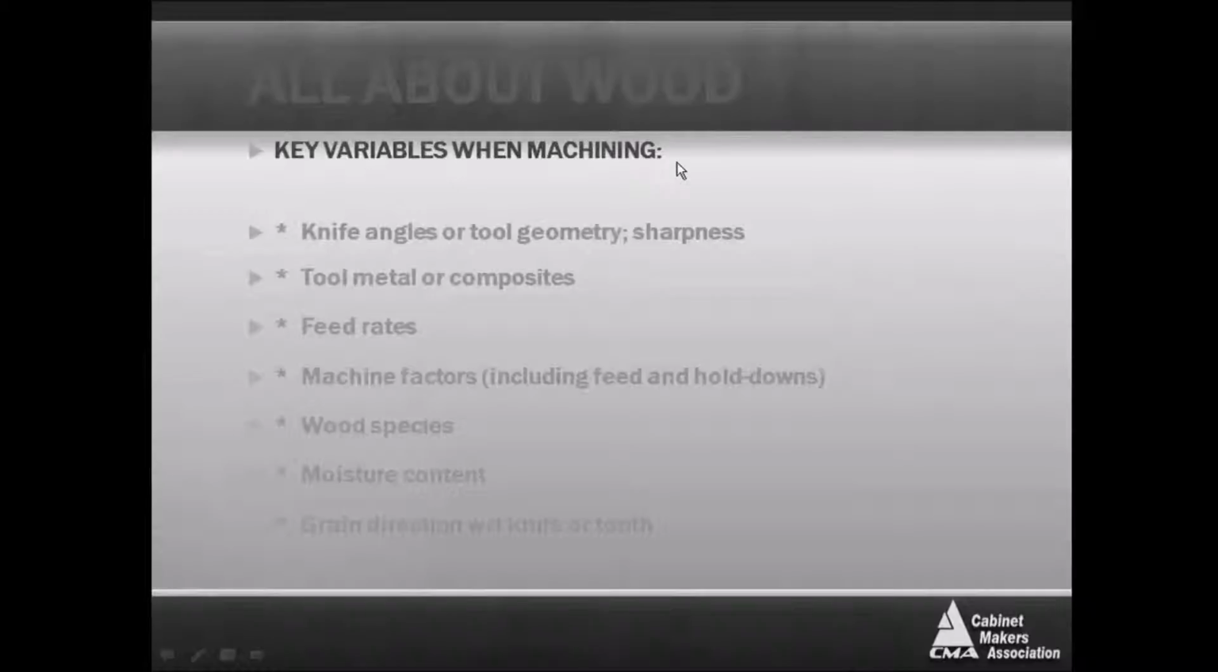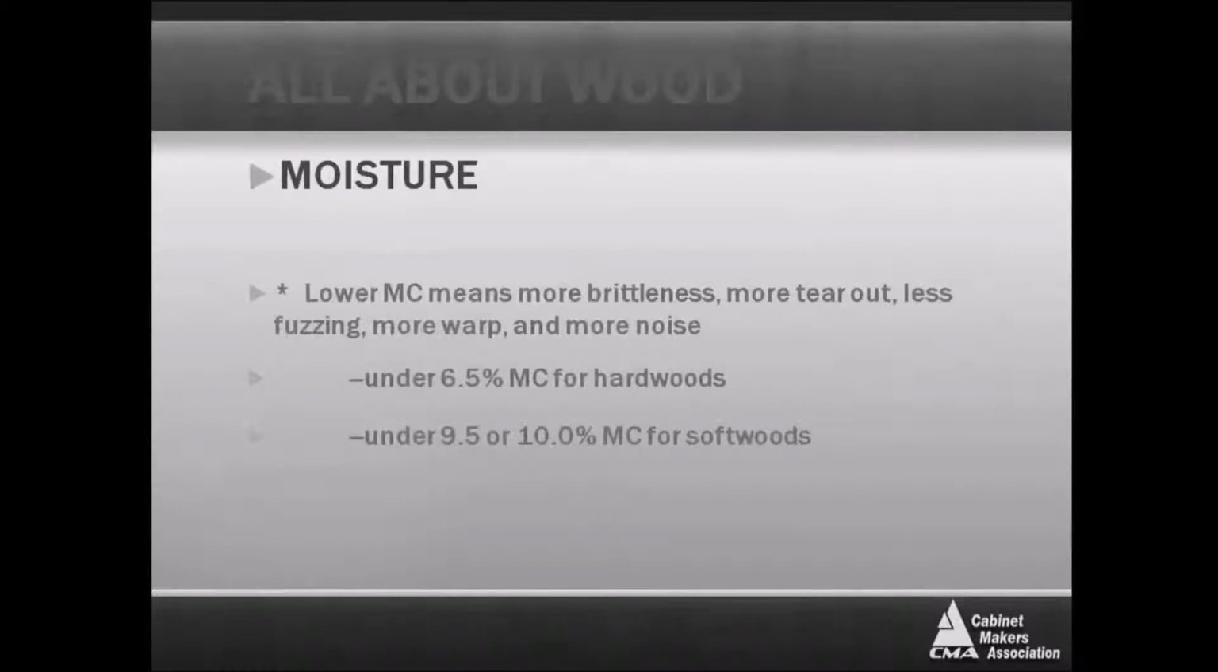And again, here, key variables when machining. And you could go through all these. We could talk about them some other time, but look at the bottom. Wood species, moisture content, and grain direction. So again, what we've been talking about are important factors, especially when they aren't normal as to what we've been expecting.